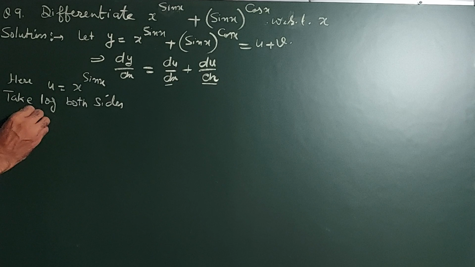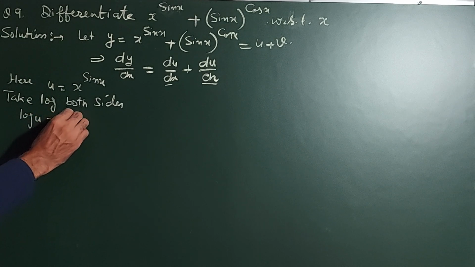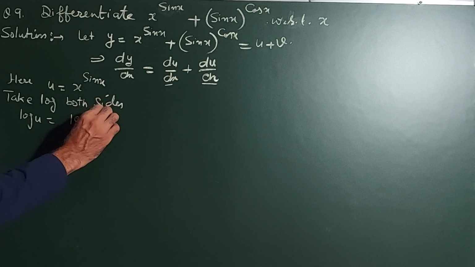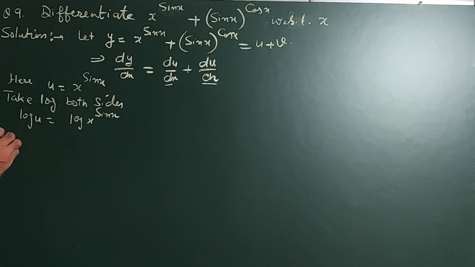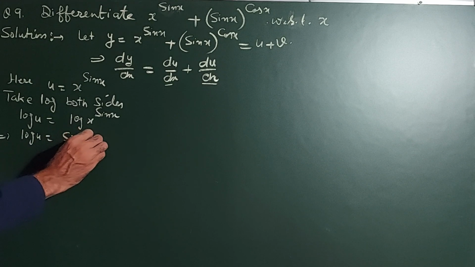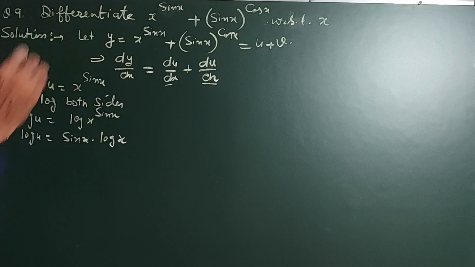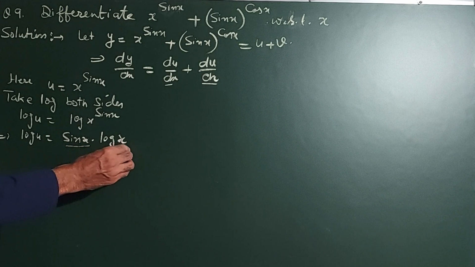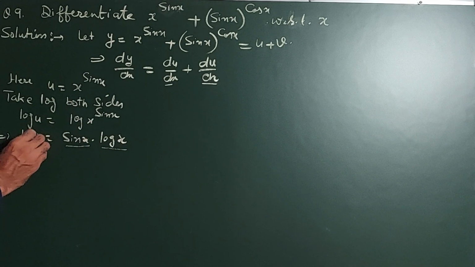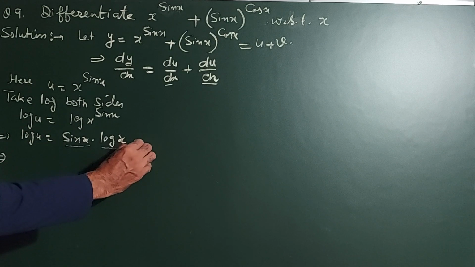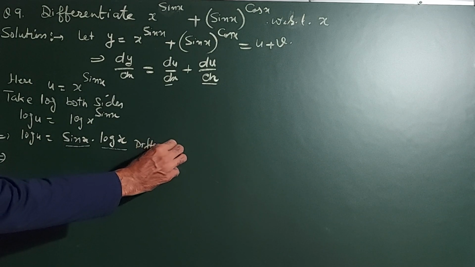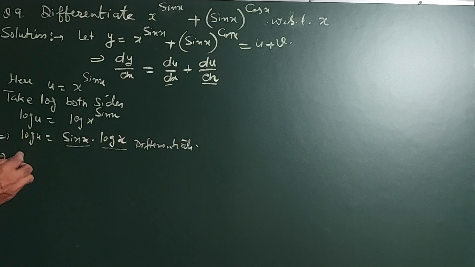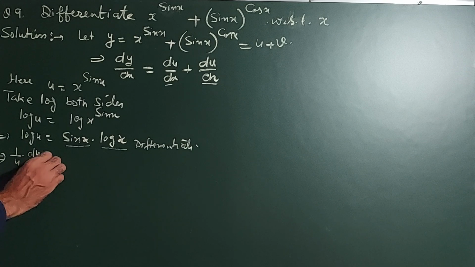So log u is equal to log of x to the power sin x, which means log u is equal to sin x into log x. Now there are two functions, first function and second. We can use the product rule here. Therefore, differentiate this, so it becomes 1 upon u into du upon dx.